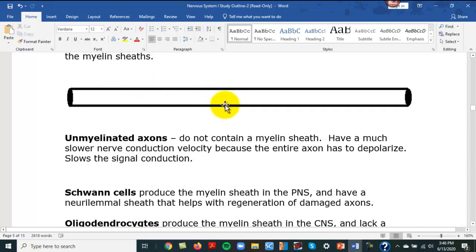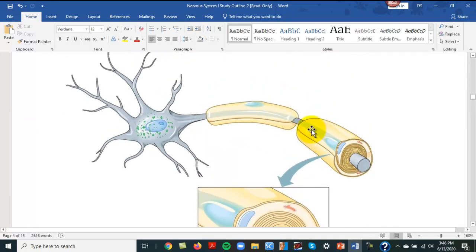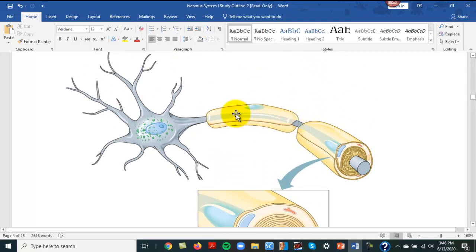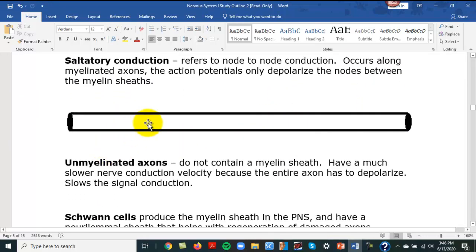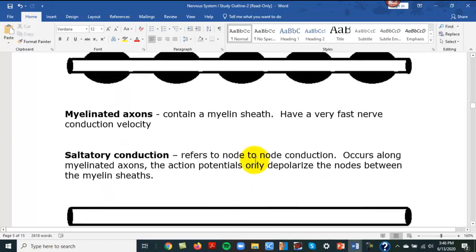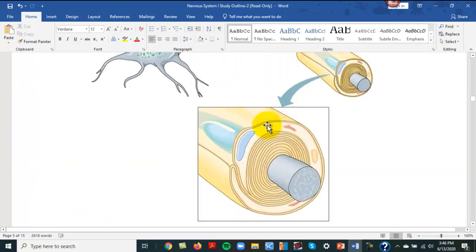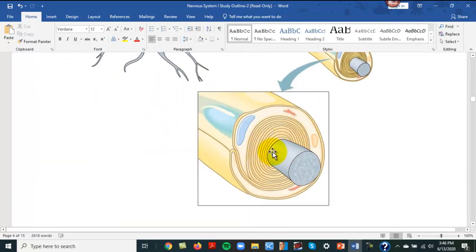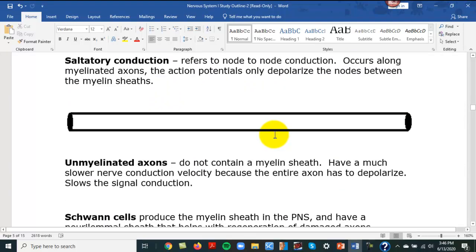Unmyelinated axon, which is what this is. Okay, so imagine, see this gray here? Imagine this gray not having this myelin sheath, this yellow, just this long gray axon. That's what that's supposed to be. Unmyelinated axons, and I need to point this out, myelinated axons have a white color to them. That yellowish looking, it's actually white colored. The ones that are unmyelinated are gray colored.